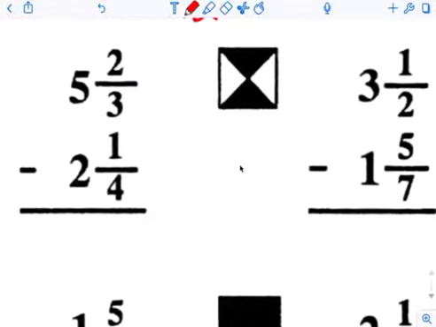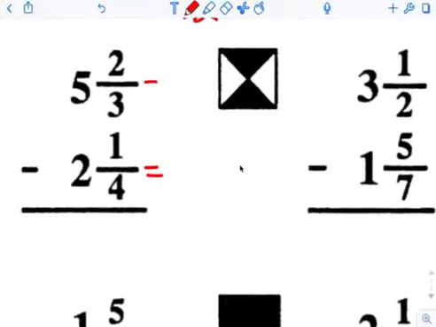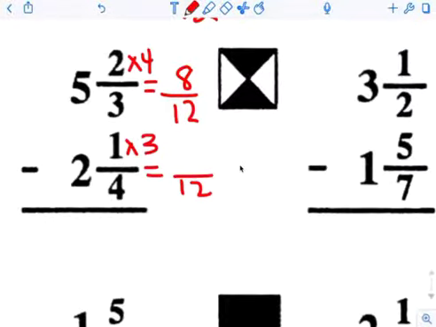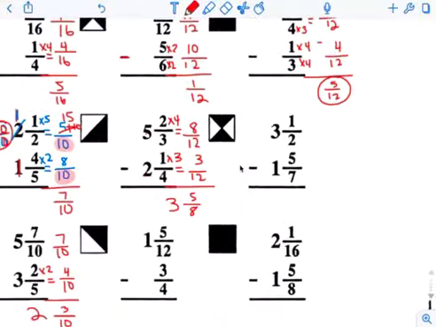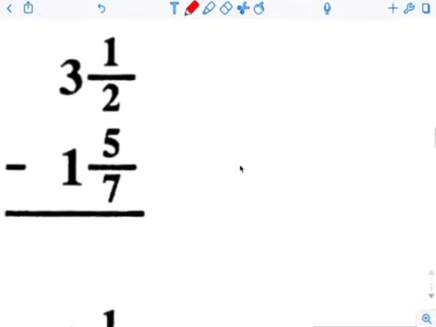Here, this is easier because you won't need to borrow. Least common denominator is 12. Both 3 and 4 can divide into 12. 3 times 4 is 12, so 2 times 4 is 8. 4 times 3 is 12, so you get 3 here. You get 5 over 8 and 3. 5 minus 2 is 3. Same thing here.